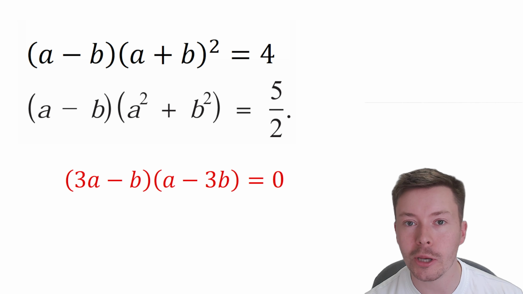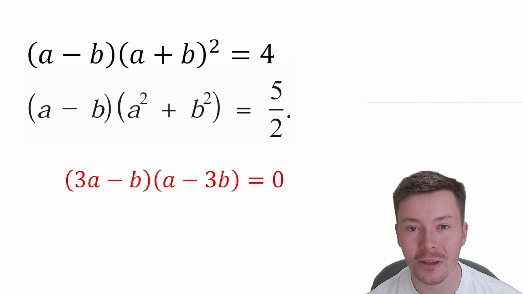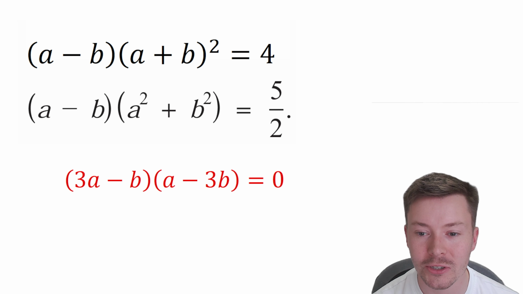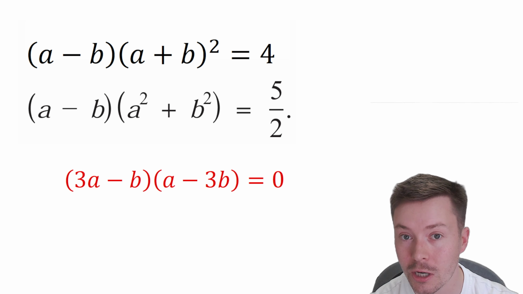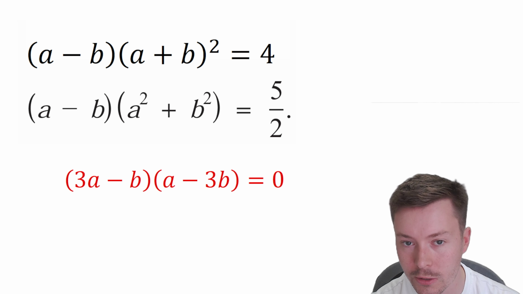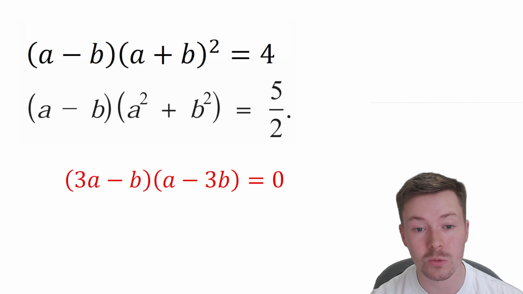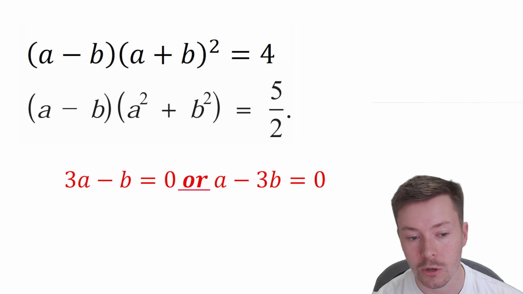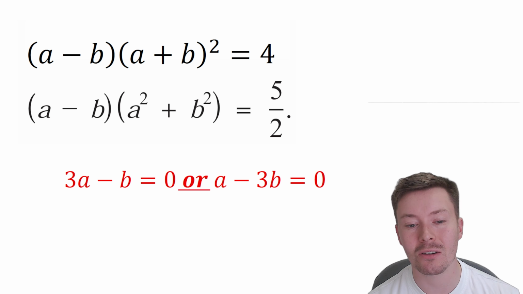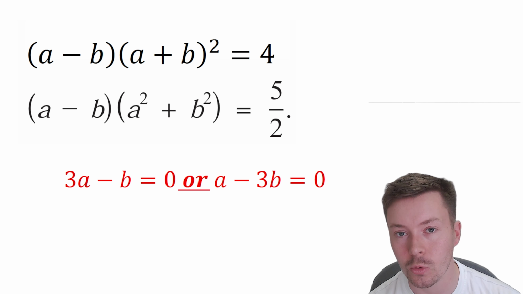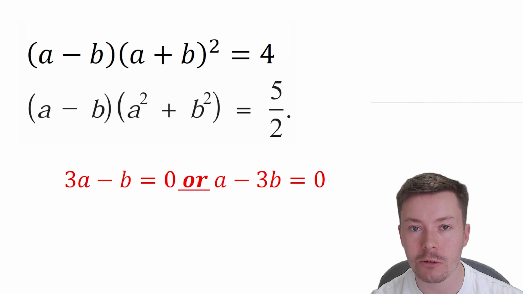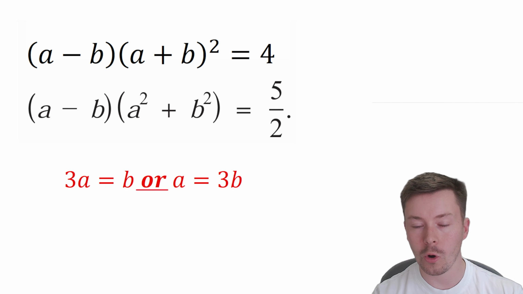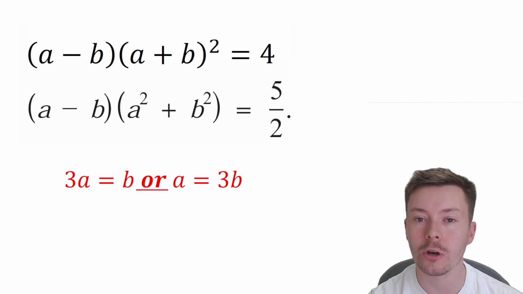Now, anybody who's got any familiarity with quadratic equations will know the next step here. So either 3a minus b is equal to 0 or a minus 3b is equal to 0, because I've got something times something is 0. One of those two things will have to be 0. So like I say, either 3a minus b is 0 or a minus 3b equals 0. Now, in both these cases, we're going to rearrange and we get 3a is equal to b or a is equal to 3b. We've got two scenarios here.